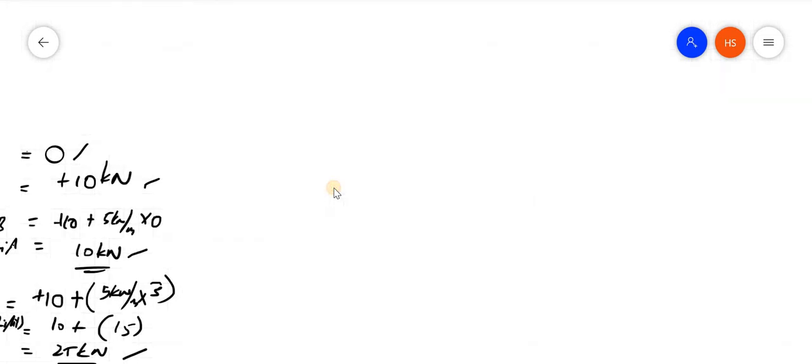And again another problem. I am considering a cantilever beam like this. Okay.